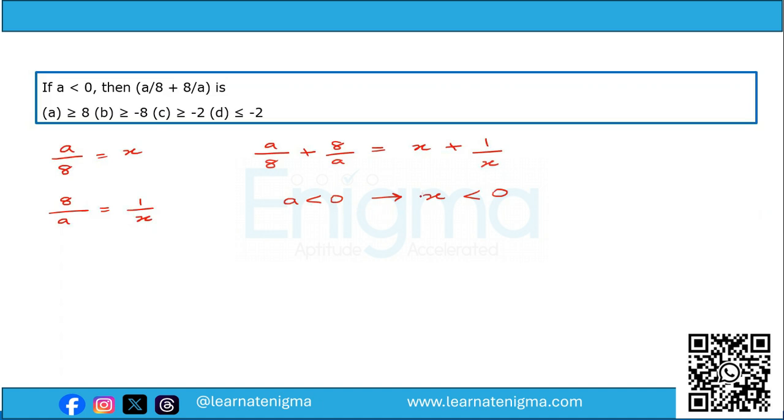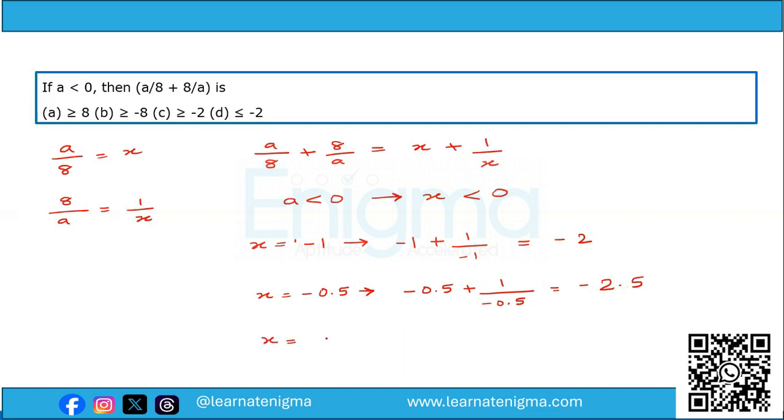Now let's take different values of x. Okay, so if we take x equal to minus 1, so x plus 1 upon x becomes minus 1 plus 1 upon minus 1. So this comes out to be minus 2. Now if we take x equal to minus 0.5, we have here minus 0.5 plus 1 upon minus 0.5. So you will get the answer as minus 2.5.